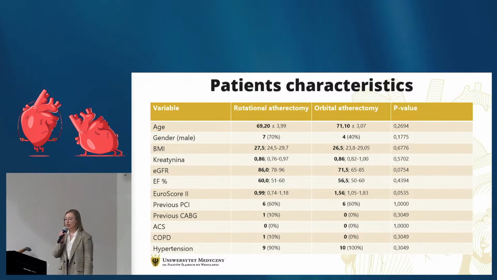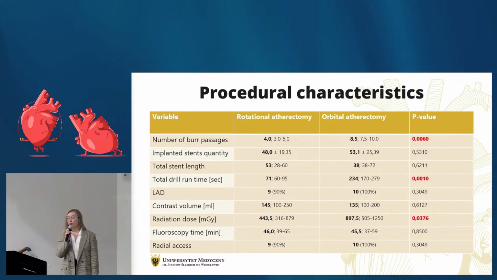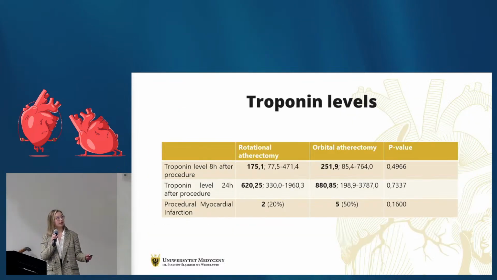No statistically significant differences in patient characteristics between the two study groups were observed. When it comes to procedural characteristics, orbital atherectomy was observed to have increased total runtime, higher number of burr passages, as well as increased radiation exposure. All procedures were successful. However, myocardial injury was observed in both study groups with a tendency toward higher troponin levels after orbital atherectomy.